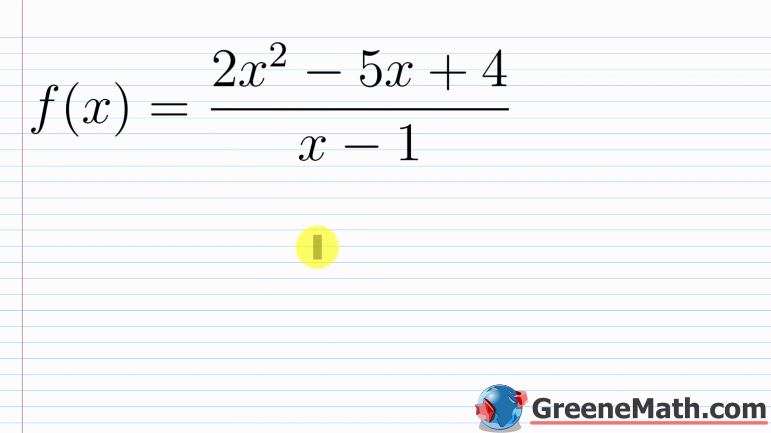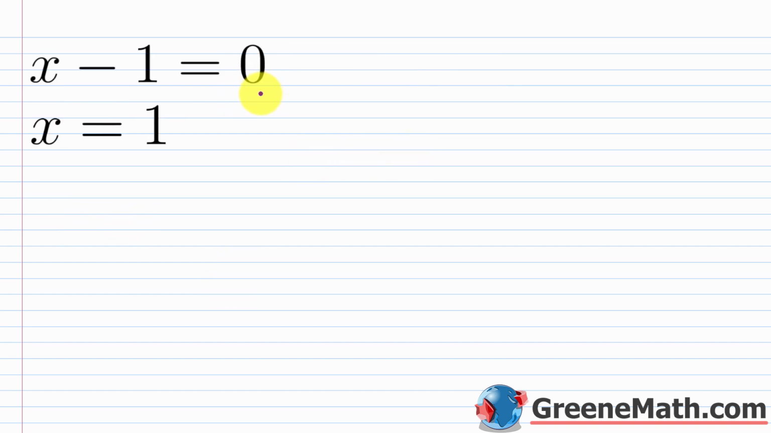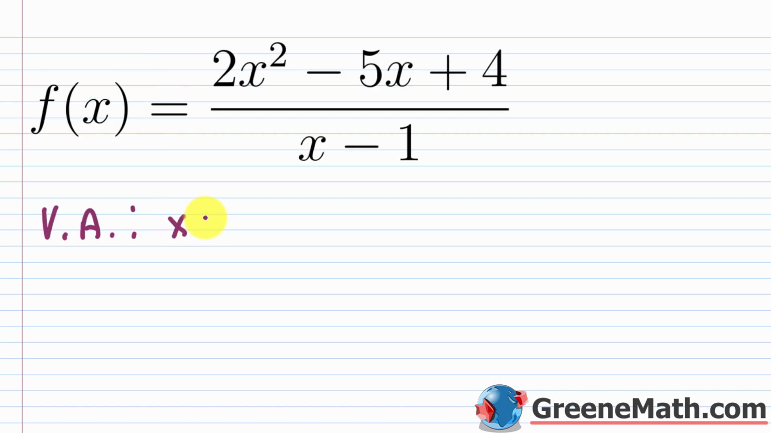All right, let's take a look at another problem. So here we have f of x equals (2x squared minus 5x plus 4) over (x minus 1). In this case, for the vertical asymptote, it's going to be real simple. You're just going to take x minus 1, set that equal to 0 and solve. Of course, you just add 1 to both sides. You get x equals 1. So let's put x is equal to 1.